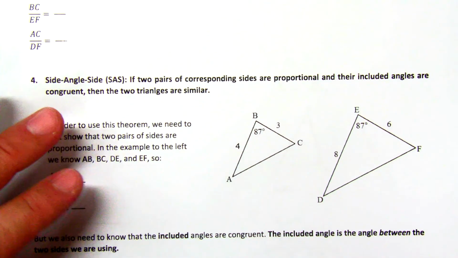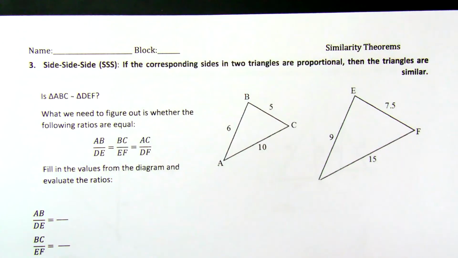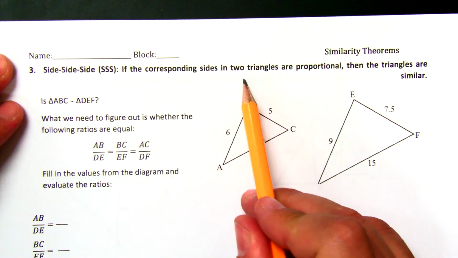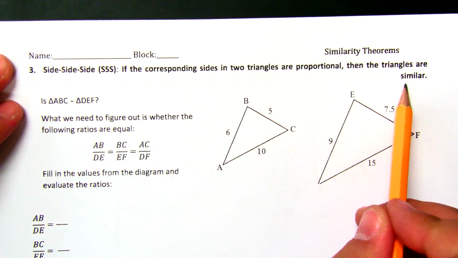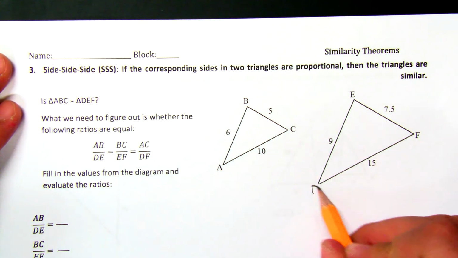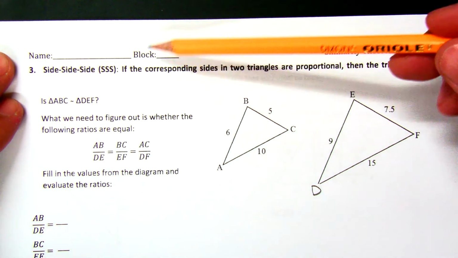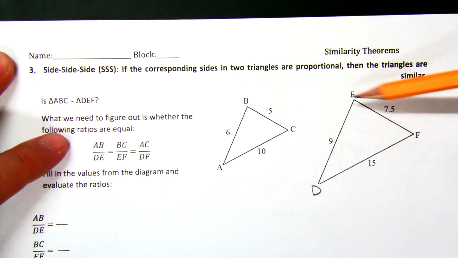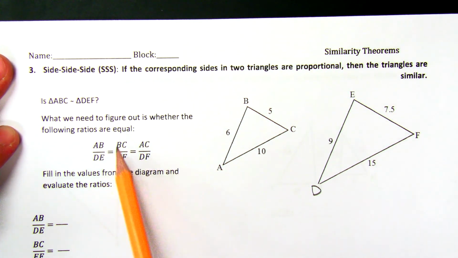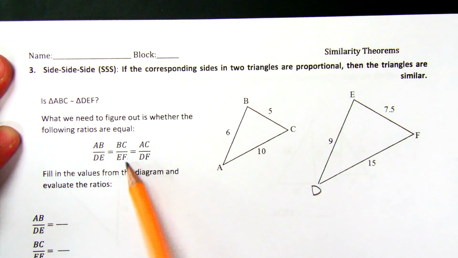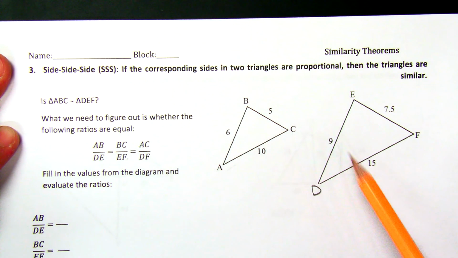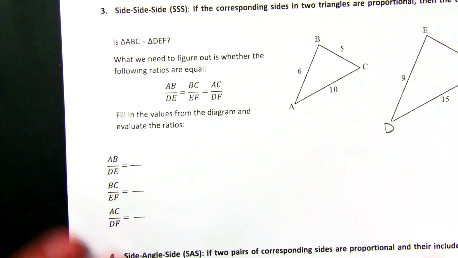All right. Third theorem on the back of that page is called side-side-side similarity. This tells me if the corresponding sides in two triangles are proportional, then the triangles are similar. So, here's our two triangles, ABC, DEF. Oh, the D got cut off there. Sorry, put that in. The question is, is triangle ABC similar to DEF? What we want to know is if the ratios are all the same, if that proportion statement is true: AB over DE equals BC over EF equals AC over DF.